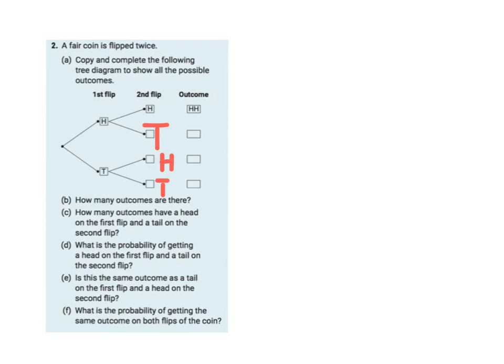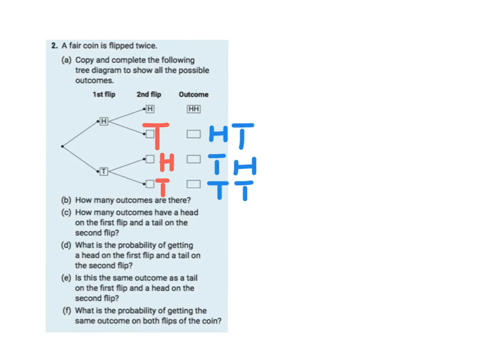So you might remember this, you follow the branches on the tree. So if they flipped a head the first flip and they flipped a head the second flip, their outcome is head, head. If they flipped a head on the first flip and a tail on the second flip, the outcome would be head, tail. If they flipped a tail on the first flip and a head on the second flip, this outcome would be tail, head. And if they flipped a tail on the first flip and a tail on the second flip, that outcome would be tail, tail. Okay?